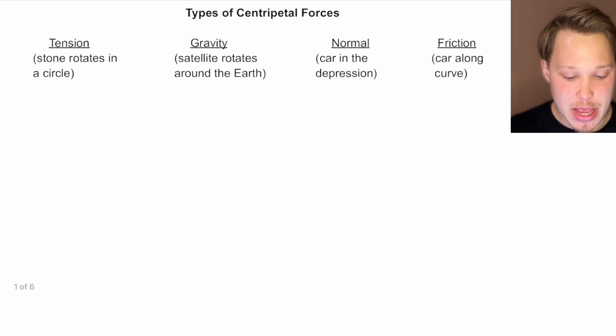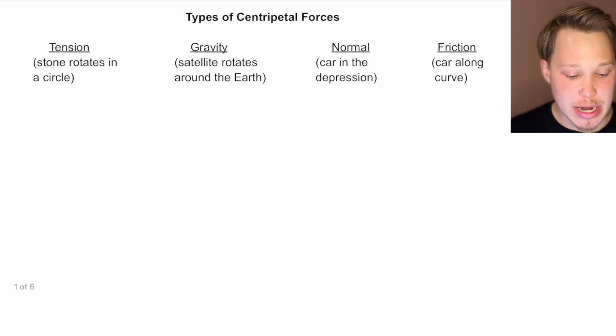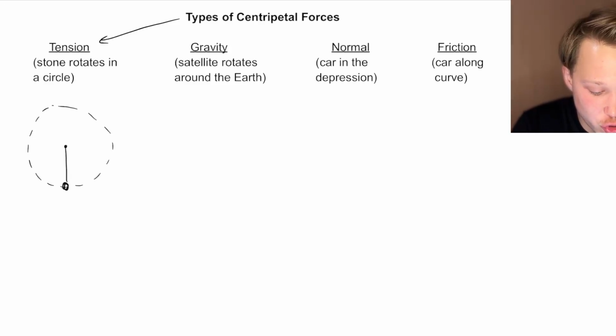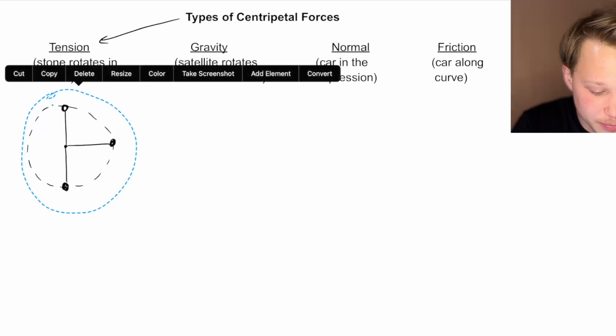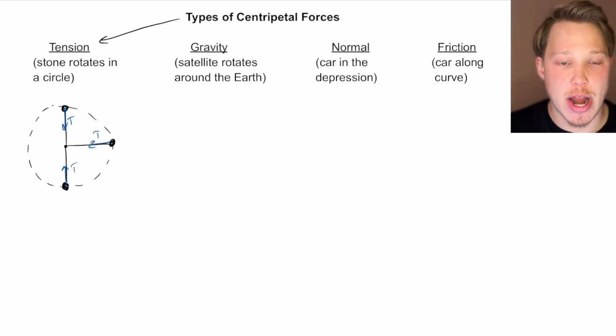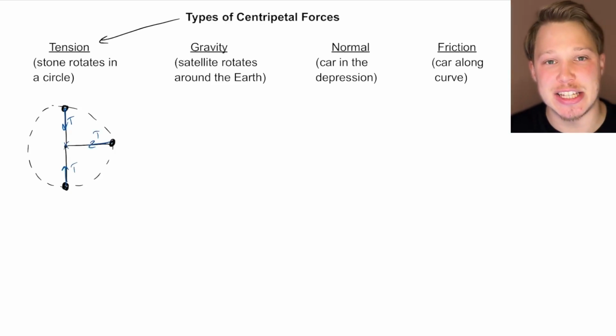Now, let's take a look at different examples of each different type of centripetal force. You could have a situation when tension, let's say, is your centripetal force. For example, a stone that is rotated in the circle. I'm going to draw the stone at different points in its rotation. In each of these points in rotation, the tension is going to always be pointed to the center, no matter where I am, right? Because tension here is the centripetal force.